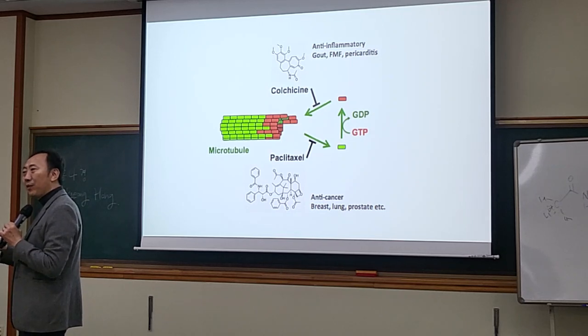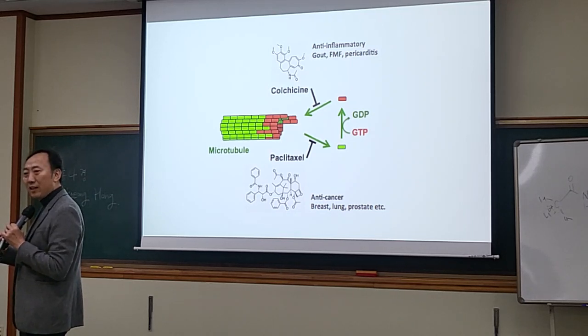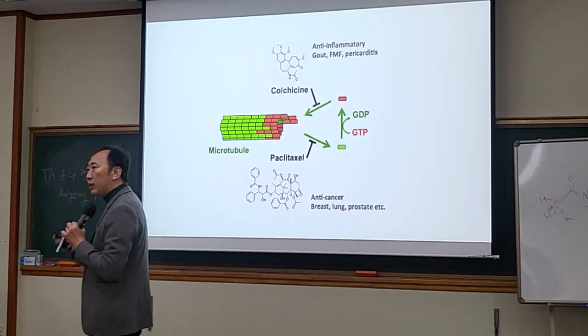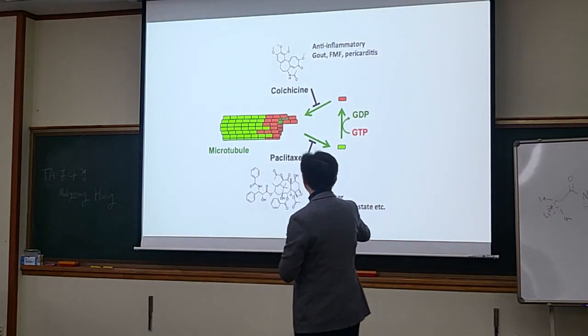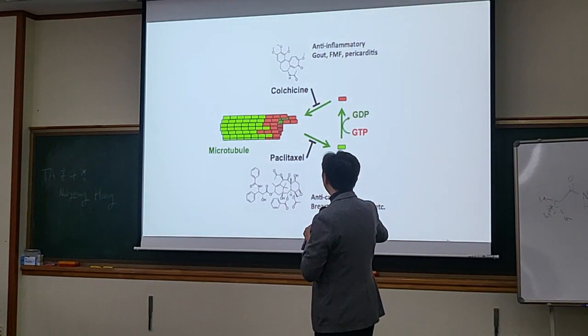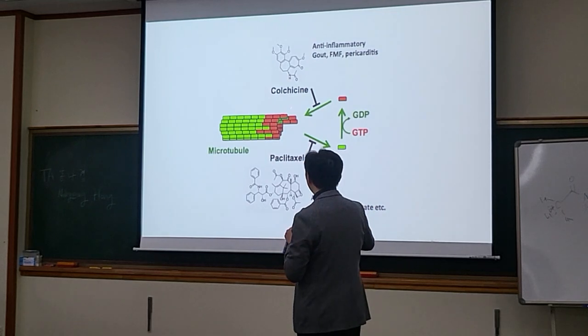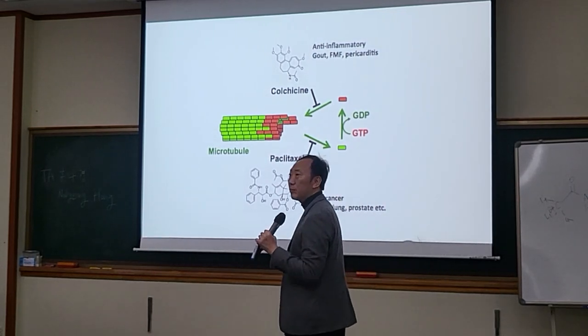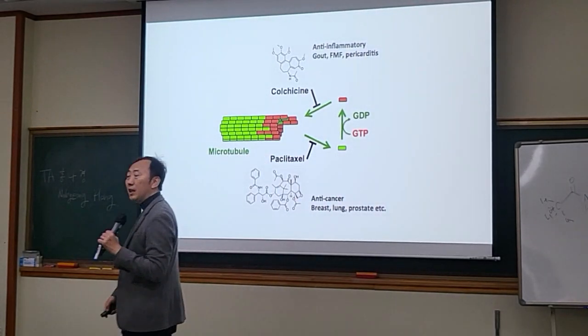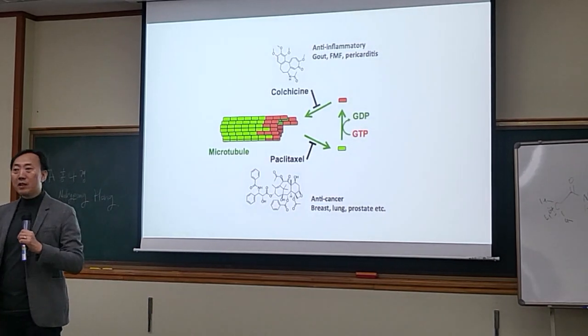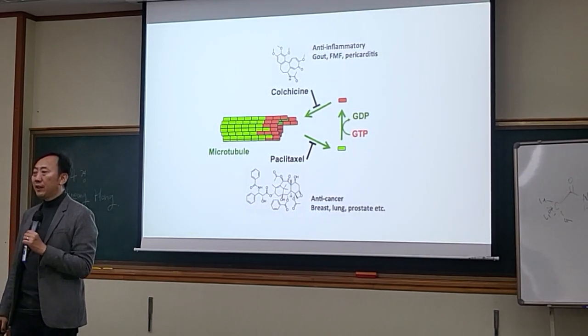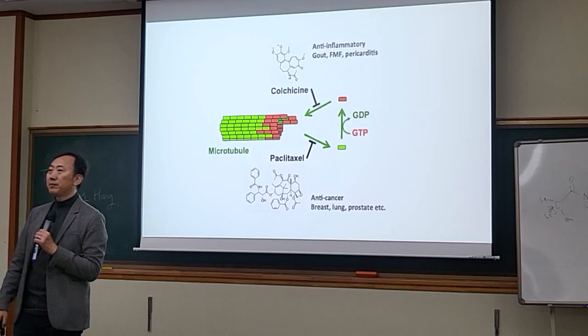Seedless melon, 씨 없는 수박. If you add colchicine, it blocks this pathway, stable one into unstable one, so the other way, unstable one to stable one. That's why colchicine destabilizes microtubules. It is the opposite effect. If you have taxol, overstabilized microtubules don't move, so still the cell cannot divide.